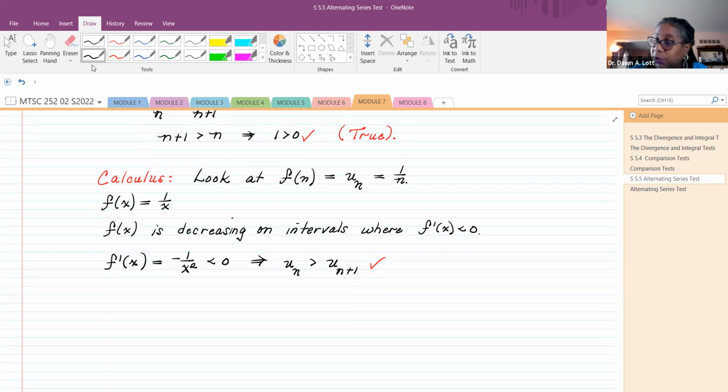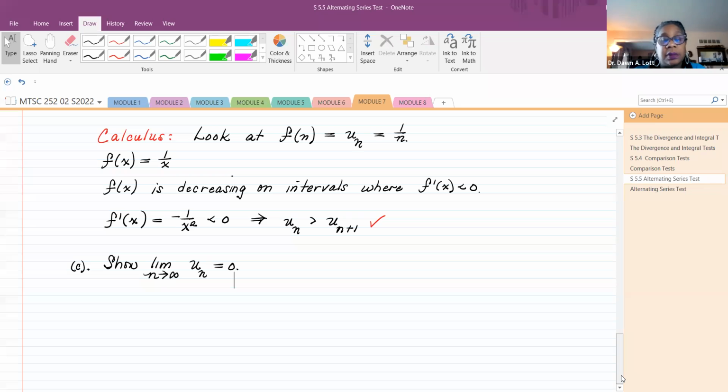So now that's usually the most difficult part. So let's do C. We need to show that the limit as n approaches infinity of u_n is actually equal to 0. And this one is easy because this is a well-known limit. So we have the limit as n approaches infinity of 1 over n, and we already know that's 0. So that checks.